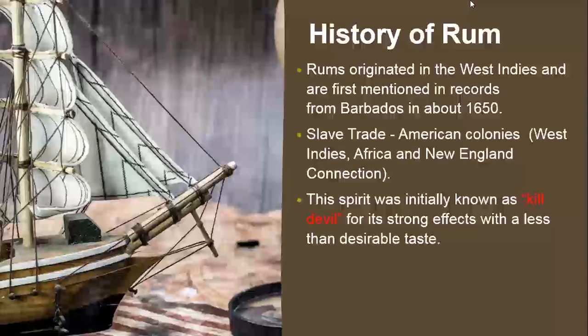The history of rum production dates back at least as far as 1650, originating in Barbados. A fact about rum is that slaves were brought from Africa by American colonies and traded to the West Indies for molasses. The molasses was then made into rum in New England, and the rum was then traded to Africa for more slaves. The spirit was initially known as Kill Devil for its stronger effects with less than desirable taste.